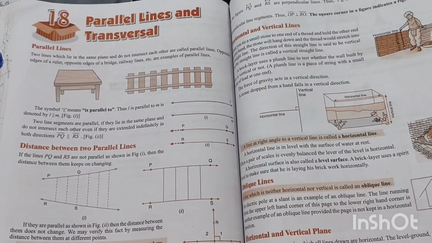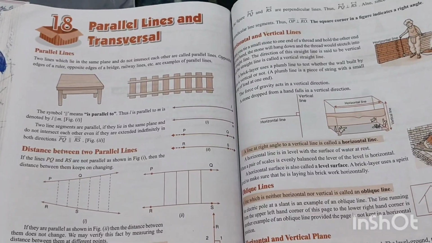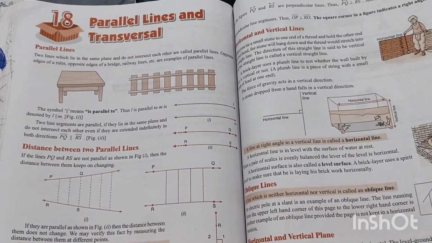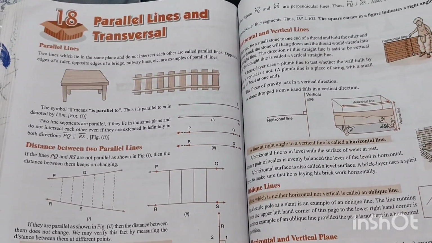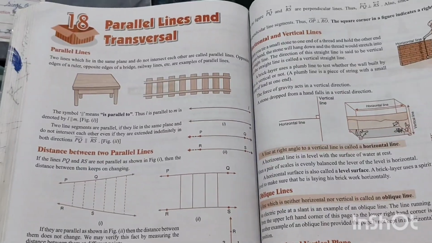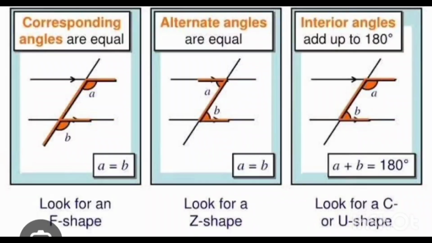As we are doing chapter 18, that is parallel lines and transversal, in the series of this chapter, we are at the exercise 18C. For this, we have to study the corresponding angles, alternate angles, and interior angles.